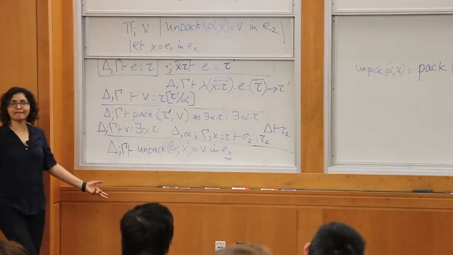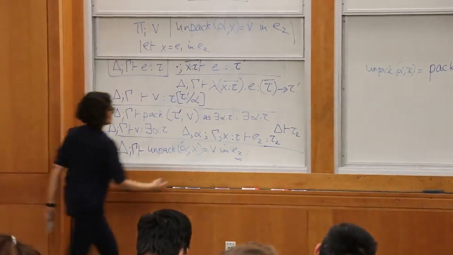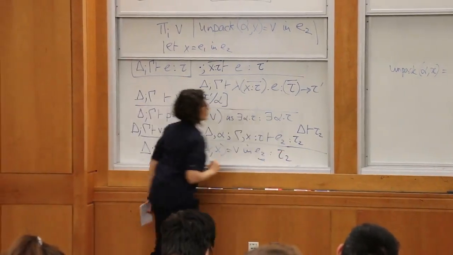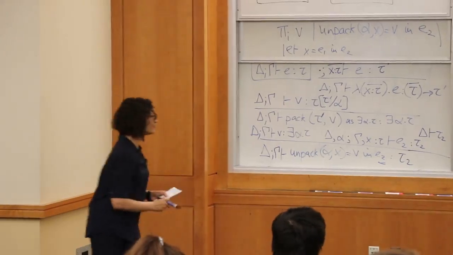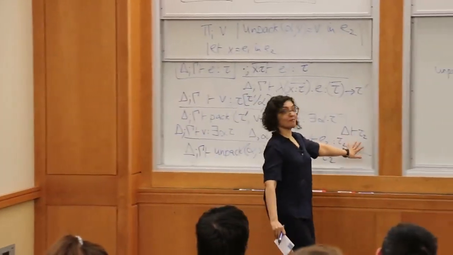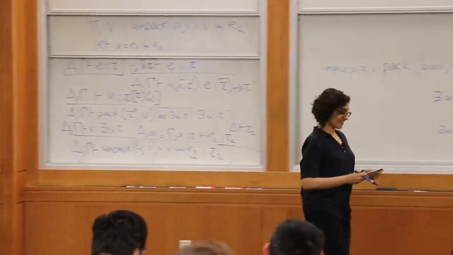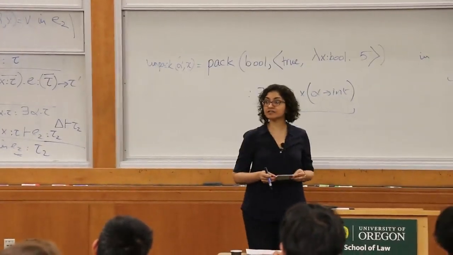Are we good? Okay. And then the whole unpack expression has type tau2. All right, and that's a very critical requirement. Remember that one. Okay. Any questions?